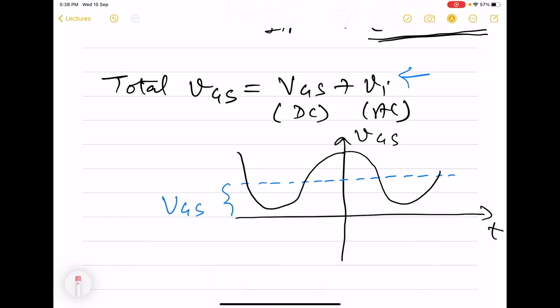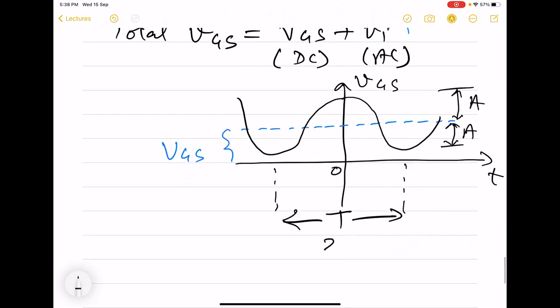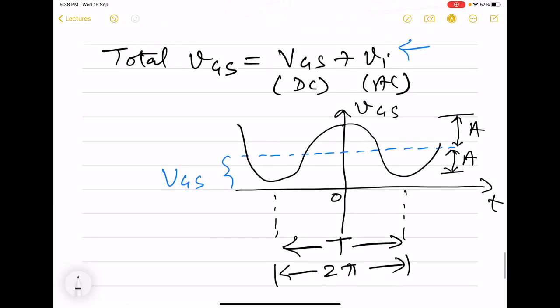Here we have amplitude A like this, and this is the zero line. And we have one period of this much duration, or in terms of angle, this is 2 pi. So this is one cycle. And this waveform is Vi.